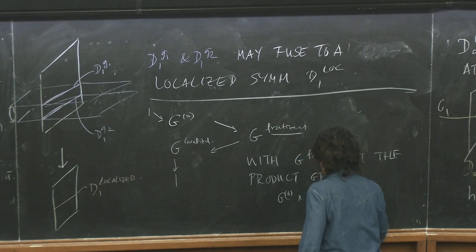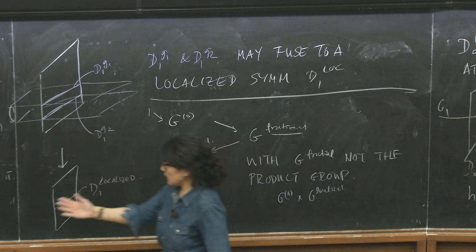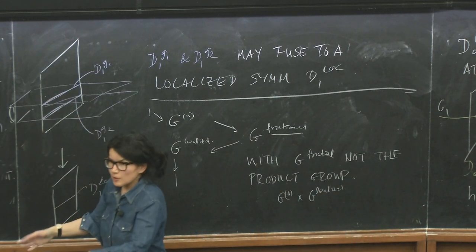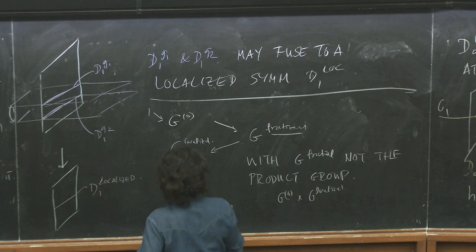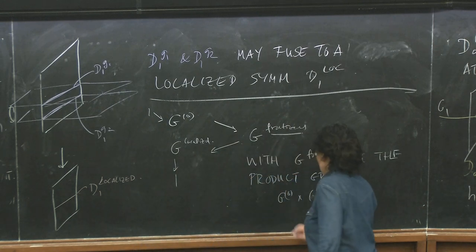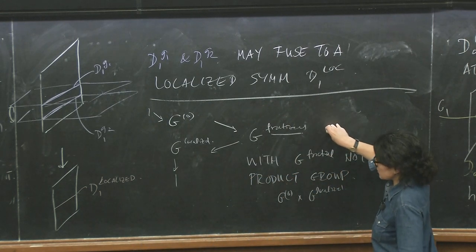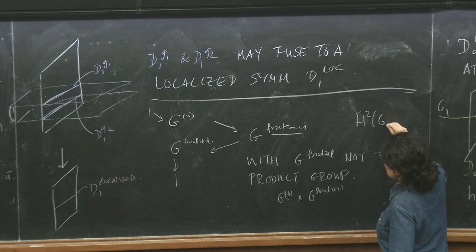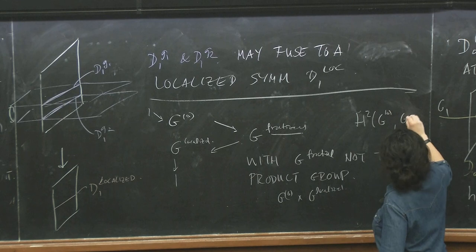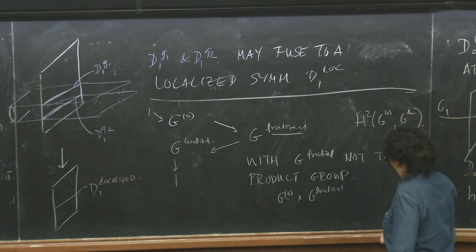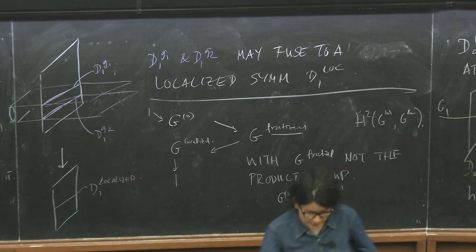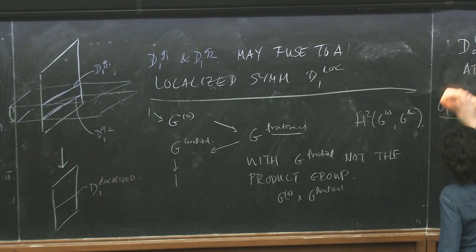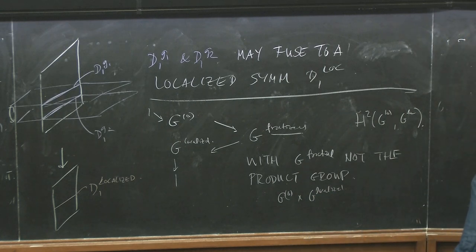Naively, you would have said, I have a symmetry that's localized, I have a symmetry that's induced. If I bring them together, it's just the product of these things. But that's not true. There can be non-trivial extensions. And these are characterized by group extension classes G0, G localized. And I'll give you now an example of how this can happen in a gauge theory.